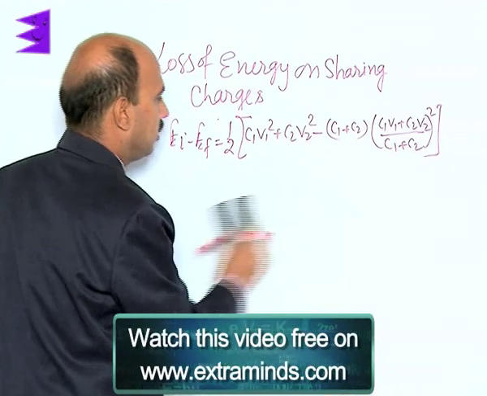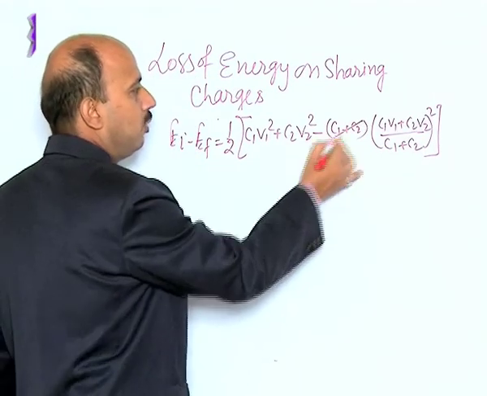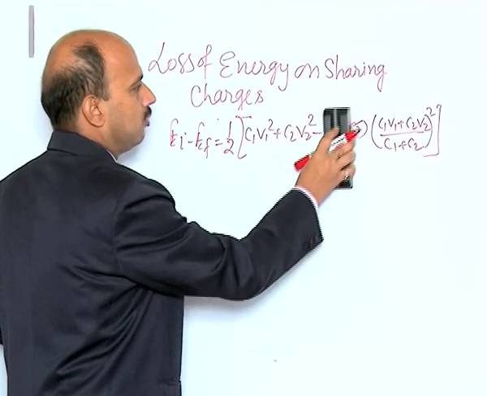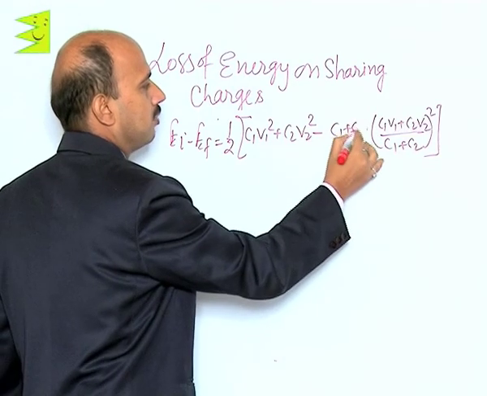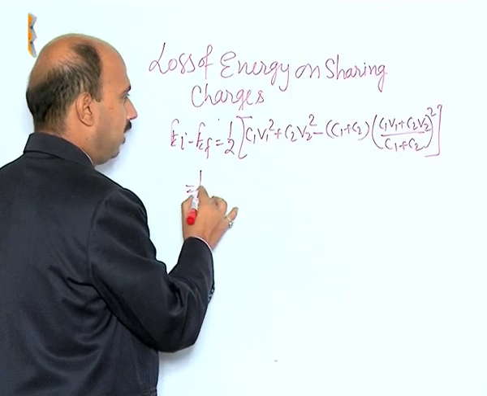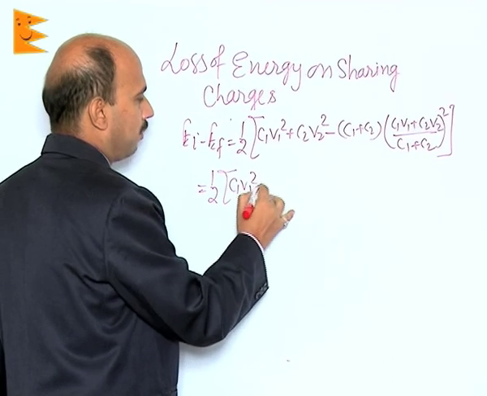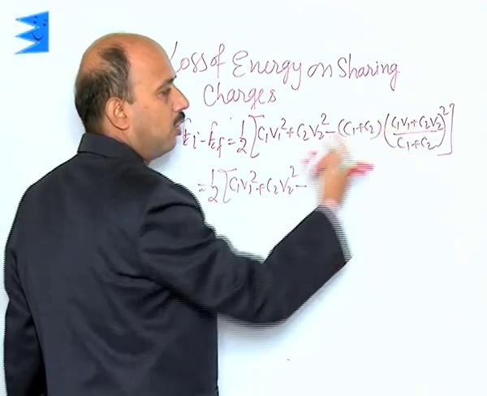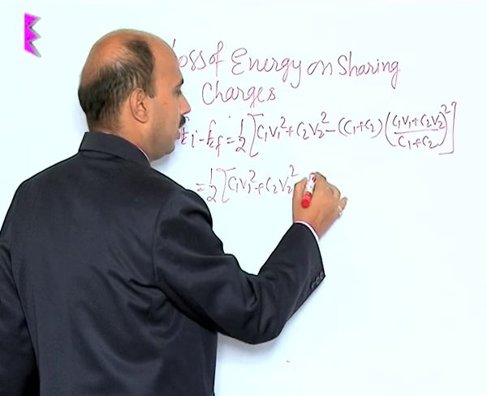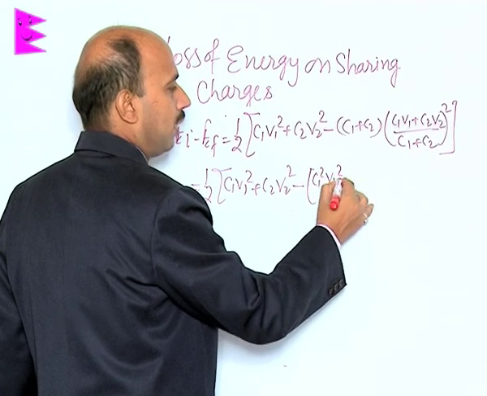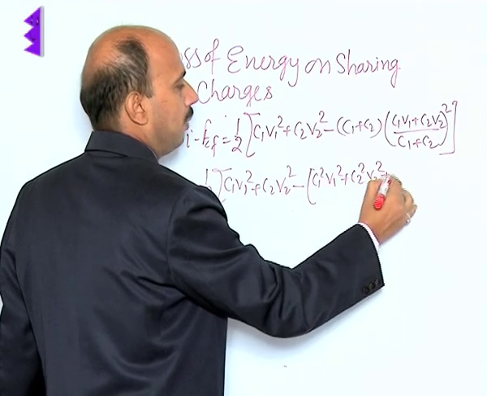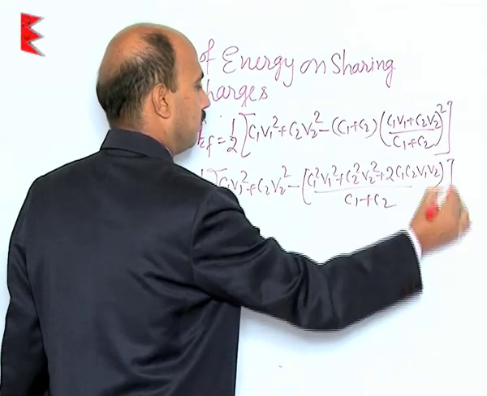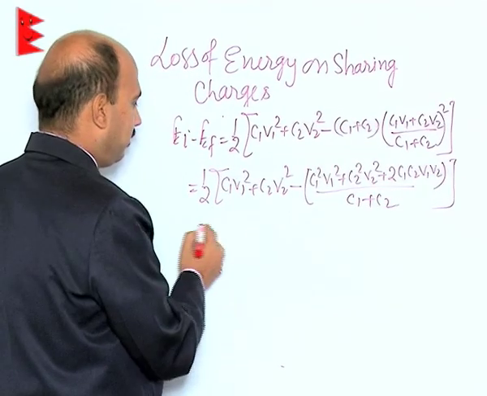This expression is coming here in this way. Now, we can solve it. When we simplify it, this C1 plus C2 will get cancelled with this one. So, we will be getting half, C1 V1 square plus C2 V2 square minus, and here I can break this according to A plus B whole square. So, we will be getting C1 square V1 square plus C2 square V2 square plus twice of C1 C2 V1 V2 upon C1 plus C2, this one. Now, we can take the LCM and solve it.